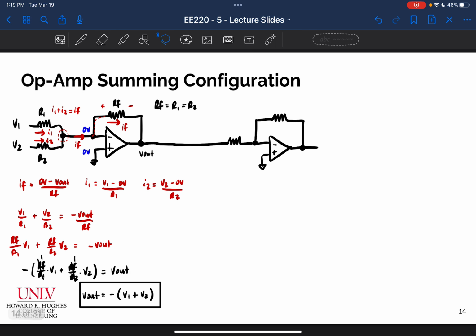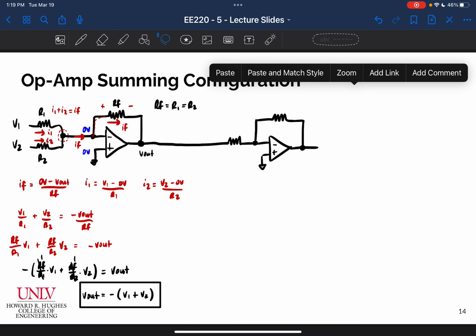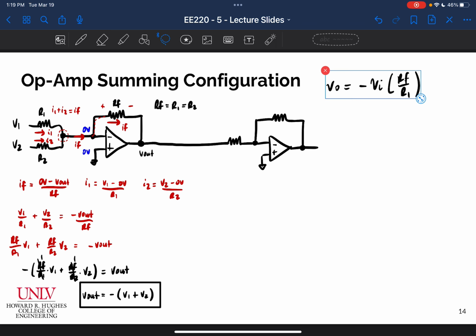I guess I haven't really explained what gain is. I keep using the term. Gain is the V out over V in. So if I were to rearrange this to get V out over V in, I would get minus RF over R1. In this case, this is my RF and this is my R1.